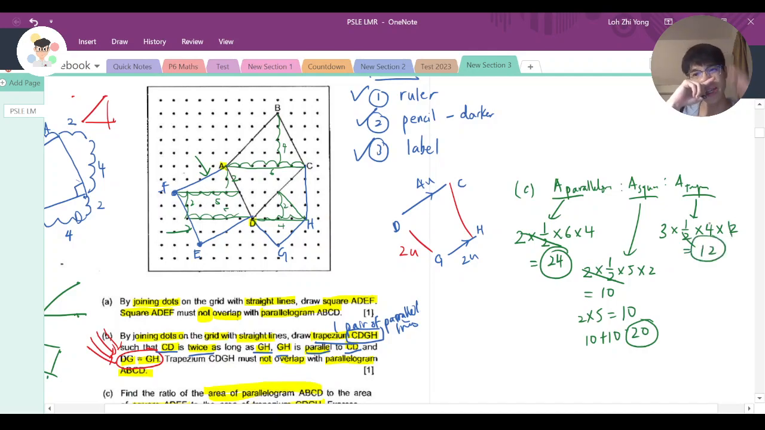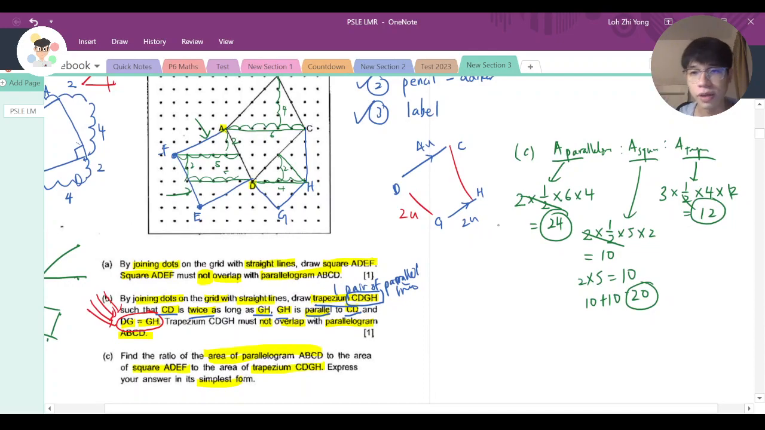So now I get the areas 24, 20, and 12. And what I need to do is put them together and simplify. So it's 24 to 20 to 12. What I can do is divide each by 4. 6 times 4, 24. 5 times 4, 20. 3 times 4, 12. So the answer here will be 6, 5, and 3.